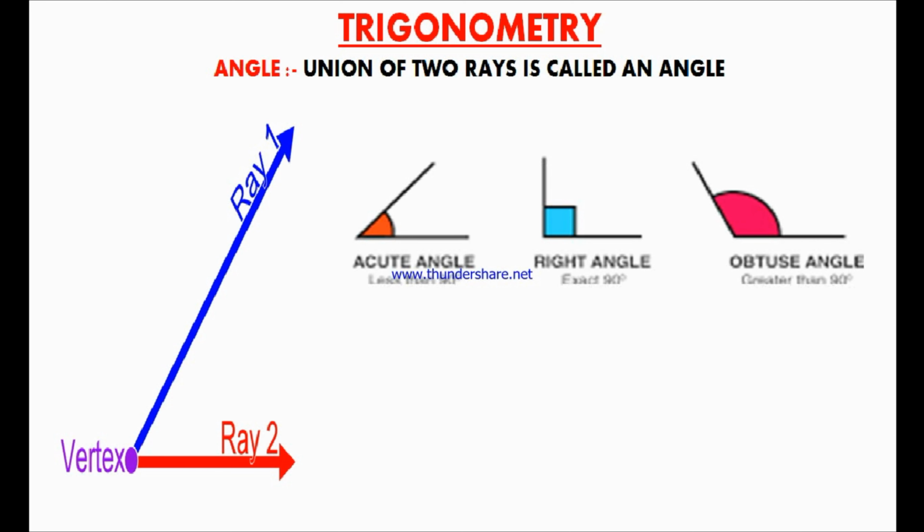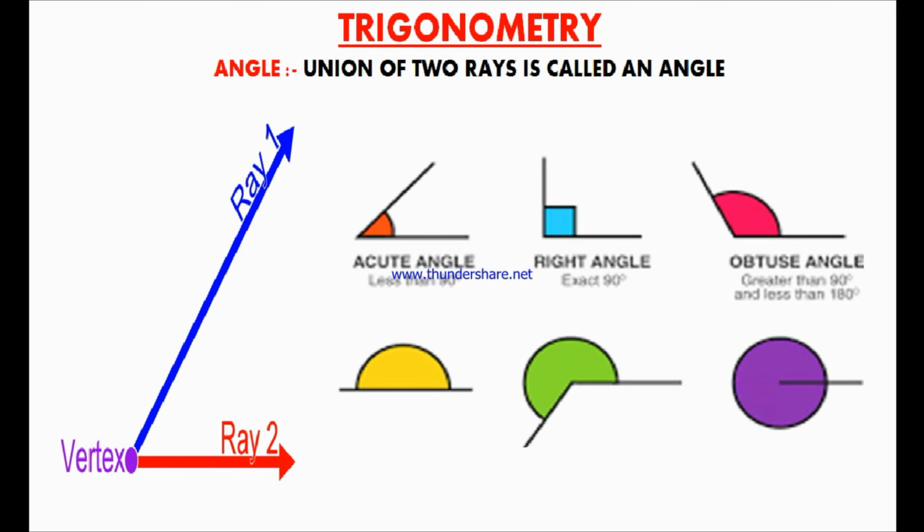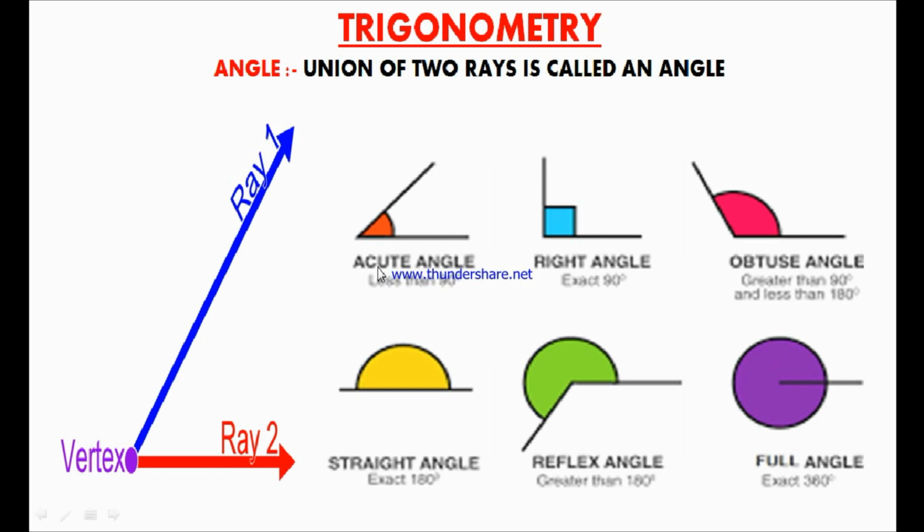Now you see the different types of angles. First is an acute angle. If an angle is less than 90 degrees, then it is called an acute angle. If an angle is exactly 90 degrees, then it is called a right angle. If the angle is more than 90 degrees but less than 180 degrees, then this is called an obtuse angle. If the angle is exactly 180 degrees, then it is called a straight angle. It forms a straight line.